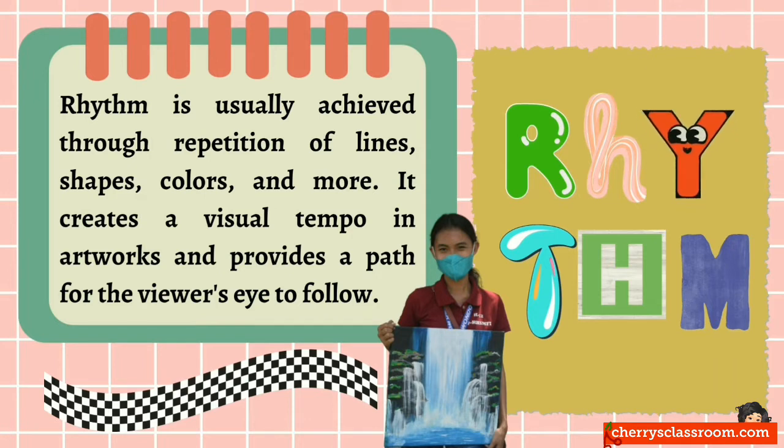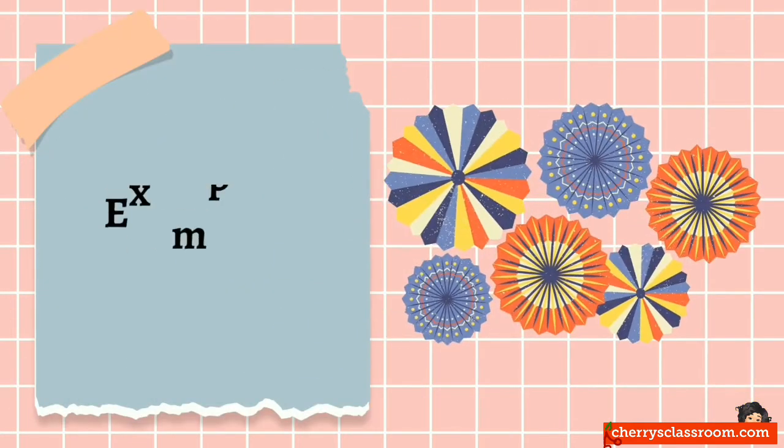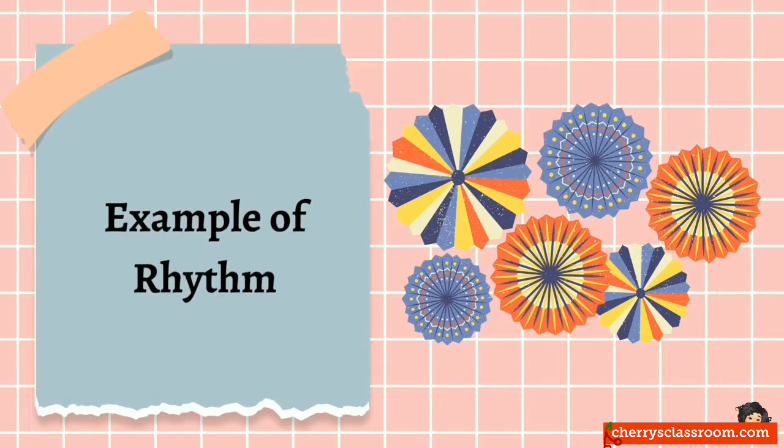Rhythm. Rhythm is usually achieved through repetition of lines, shapes, colors, and more. It creates a visual tempo in artworks and provides a path for the viewer's eye to follow. This is an example of rhythm. As you can see, designs, colors, and patterns are repeated.